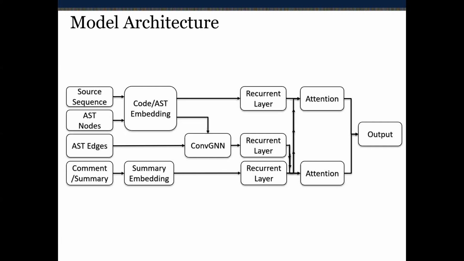Then the AST nodes and edges go into the graph layers to generate better node embeddings for the AST tokens. The source code and decoder go directly to recurrent layers, and the output of our graph layers also are run through a recurrent layer. Then we apply attention to the source code and comment as well as the AST and comment, concatenate the outputs of the two attentions, and use that output to predict the next token in the summary.